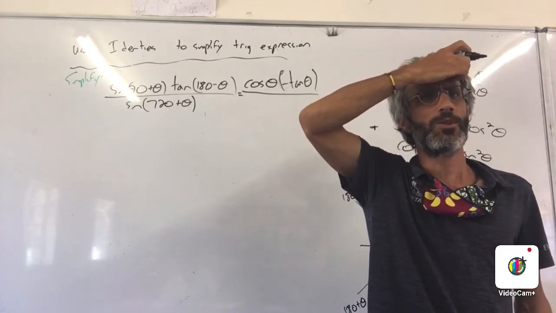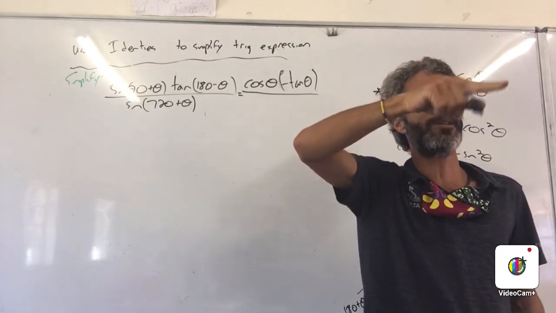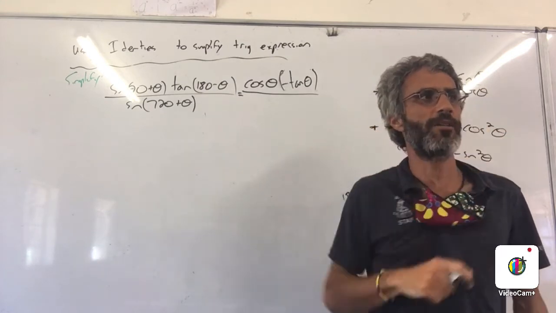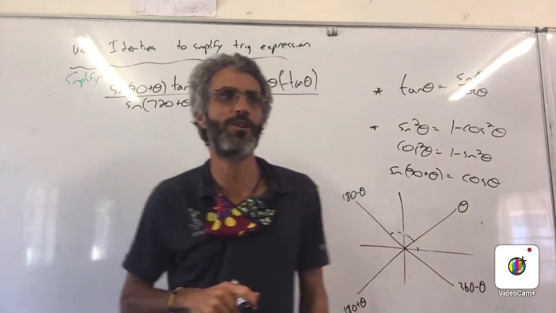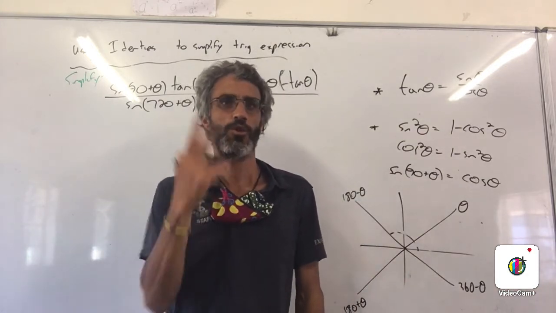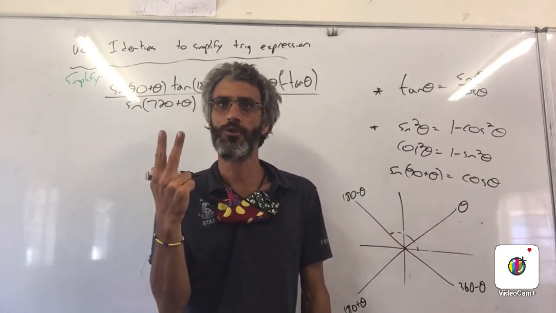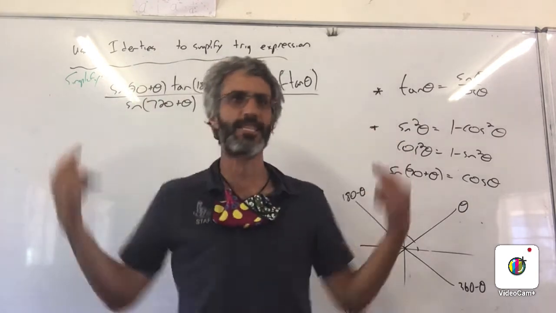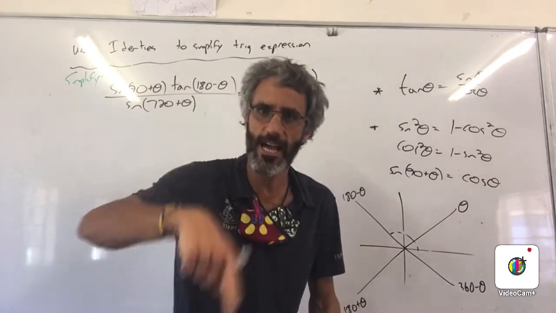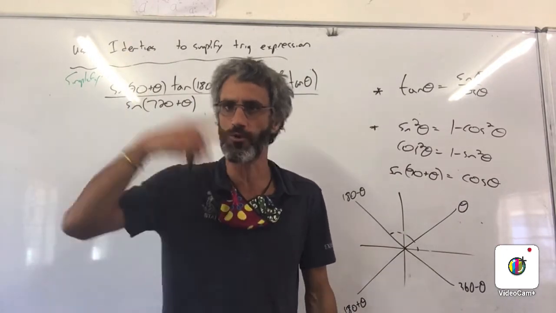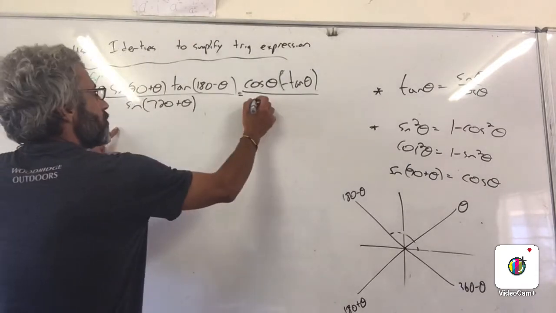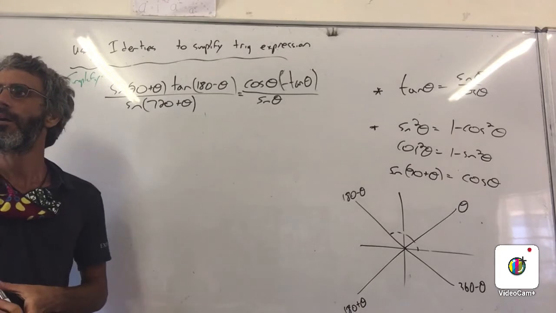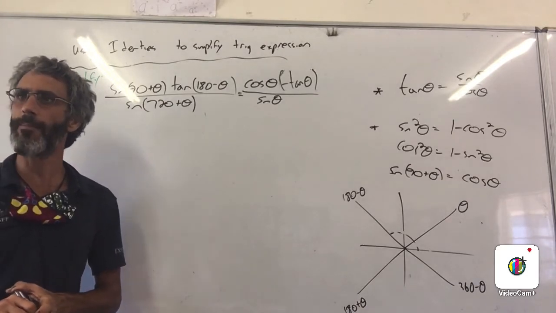Now I've got 720. What do I do with 720? It's 360. In terms of 360, what is 720? Two revolutions. So it's exactly two revolutions, so I can take them off. I don't have to only take 360, I can take 720, because adding another revolution, one revolution, two revolutions, three revolutions, is as if I didn't do anything. So I can straight away take that as sine theta. Are you happy with that?